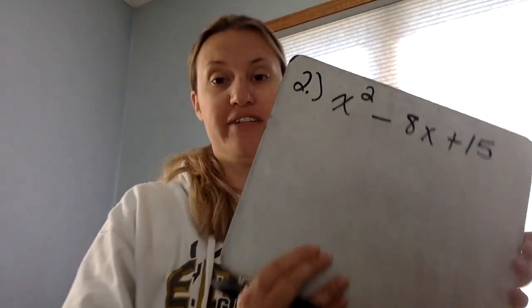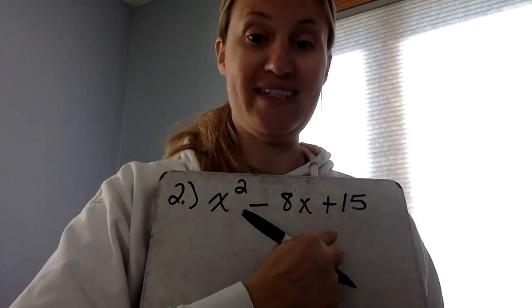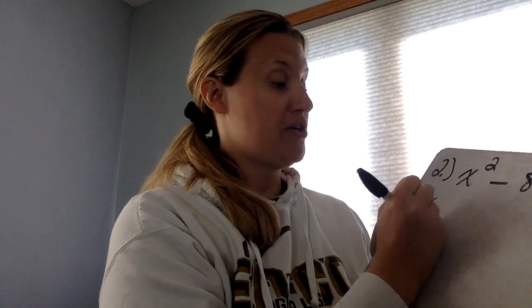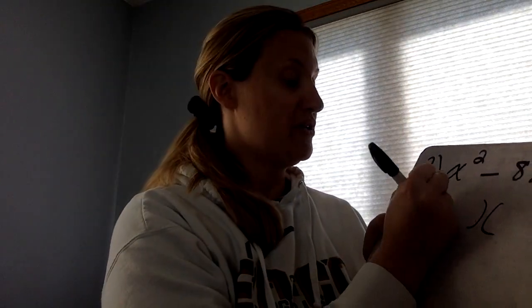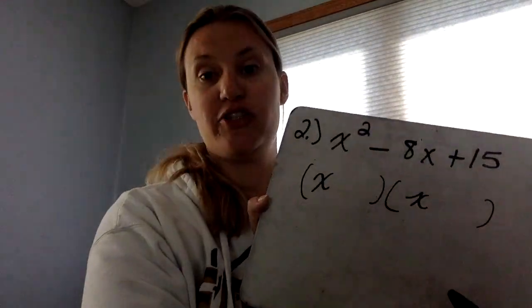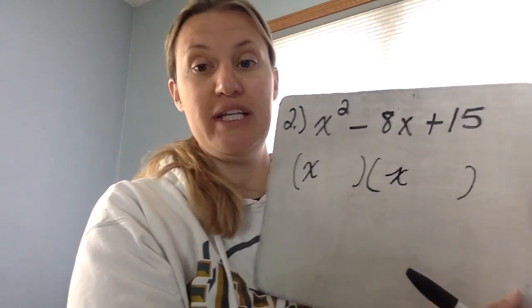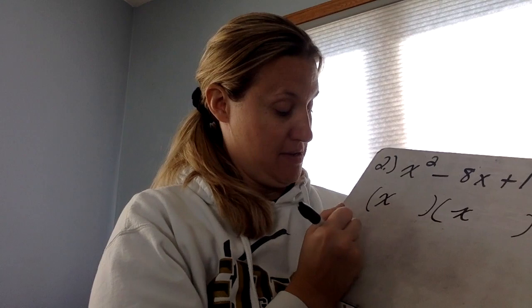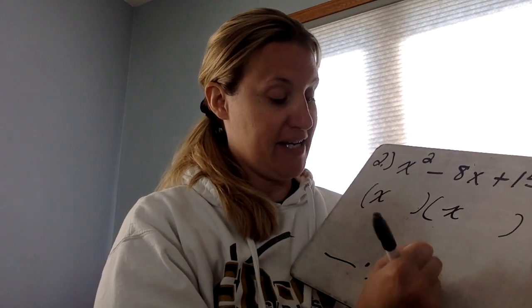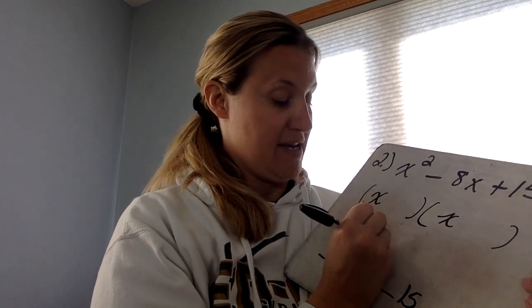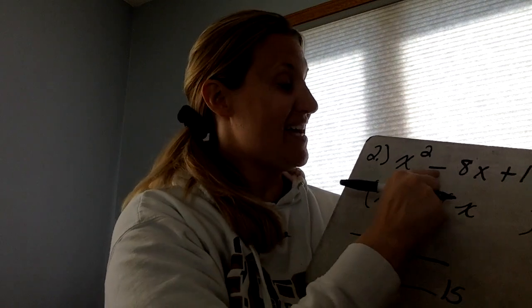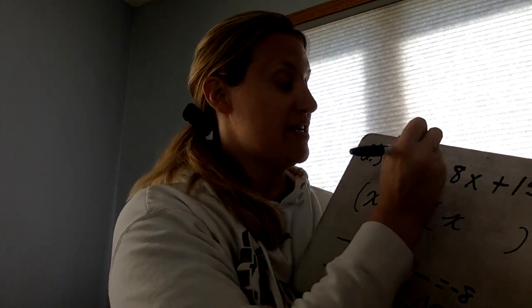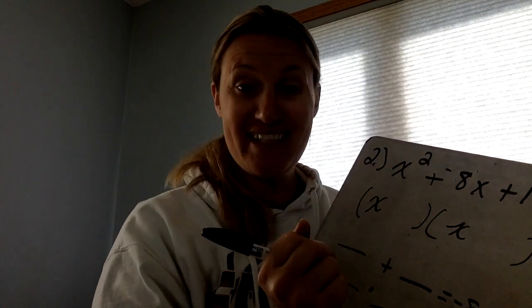This one is a little different because we still have an addition sign at the end, but now we have a subtraction sign here. Good news, the first part is the same. It's going to be 2 binomials. This is going to be x. This is going to be x. So now we need to look at our signs. We need 2 numbers that are going to multiply to give us 15, and those same 2 numbers need to add to give us negative 8, not positive 8, because if you do add a line, that's actually negative 8.